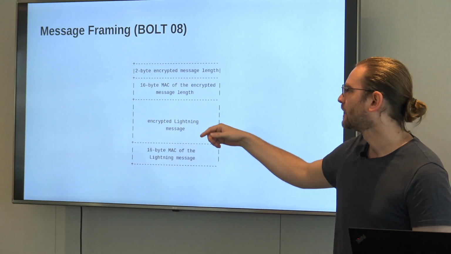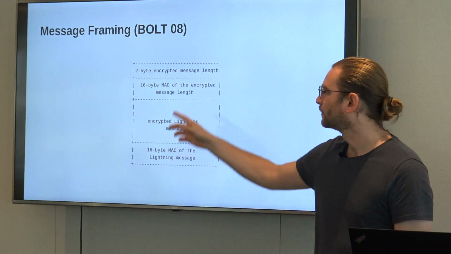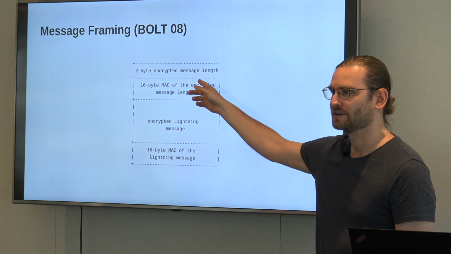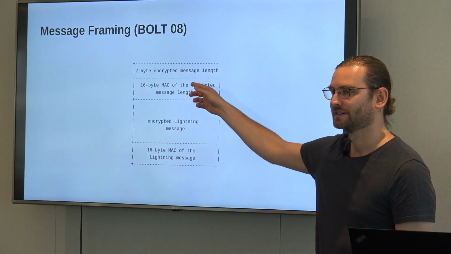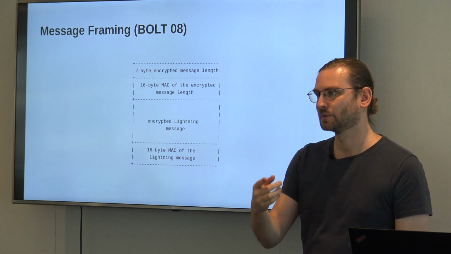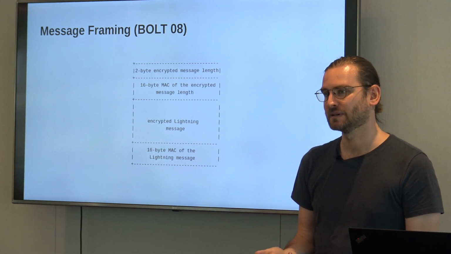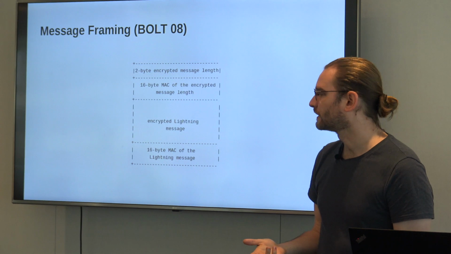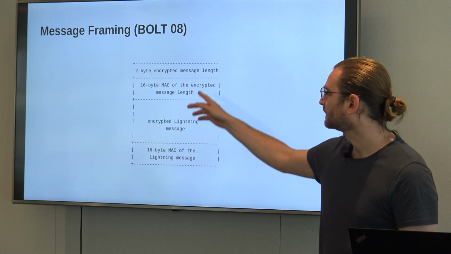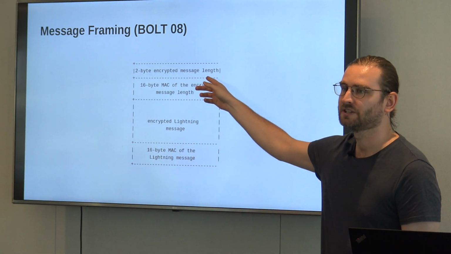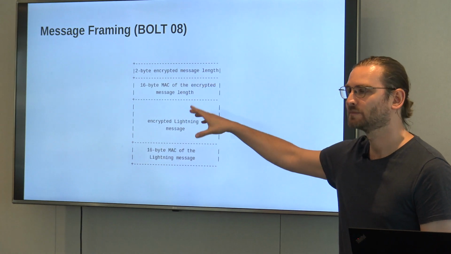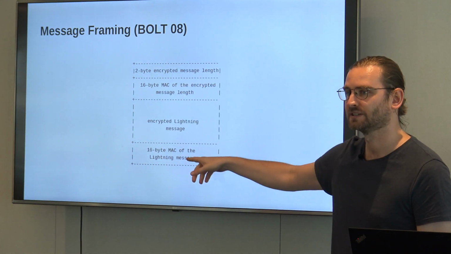What could happen if somebody were to tamper with our 2-byte length here? You won't find the HMAC. Exactly. So we wouldn't find the HMAC. We would fail the message. And what an attacker could basically do is, by flipping individual bits here, attempt to figure out what the message length is, right?